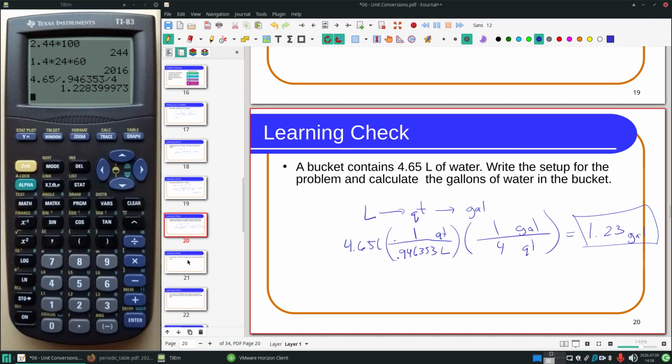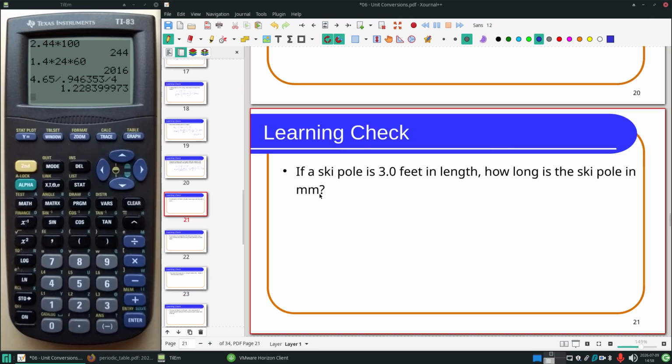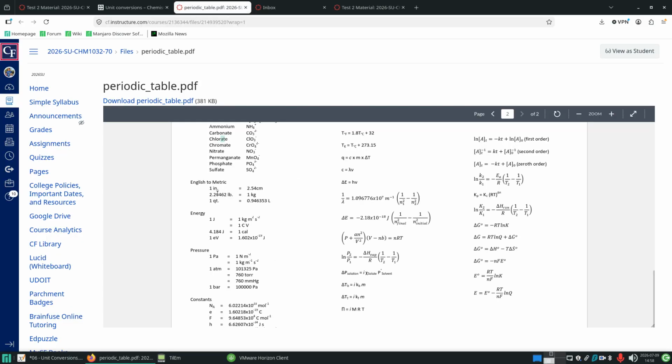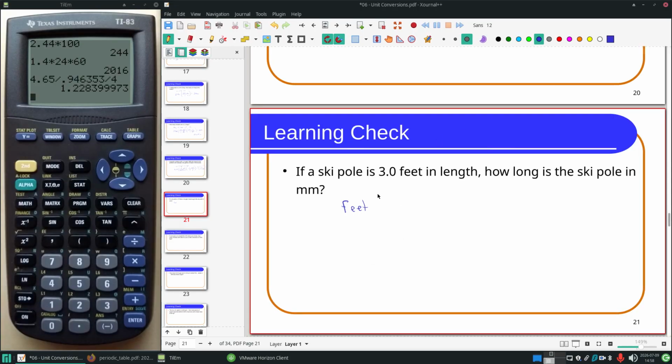Alright, another one of these fun things. I got a ski pole that's 3 feet in length, and I want to know how tall that is in millimeters. Another one I probably don't know, and since I doubt many people know how many millimeters are in a foot, I chose this one because I did this horrible thing to you. On the conversion, I gave you inches to centimeters. Didn't give you enough. But I do believe that everybody could convert feet into inches. And then from that periodic table, you could go from inches to centimeters. And then once you had centimeters, you could go to millimeters.